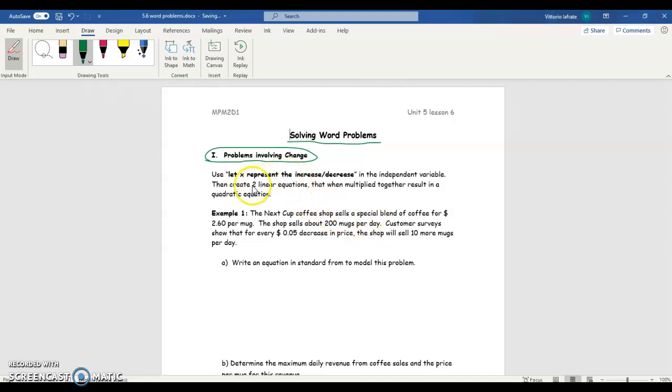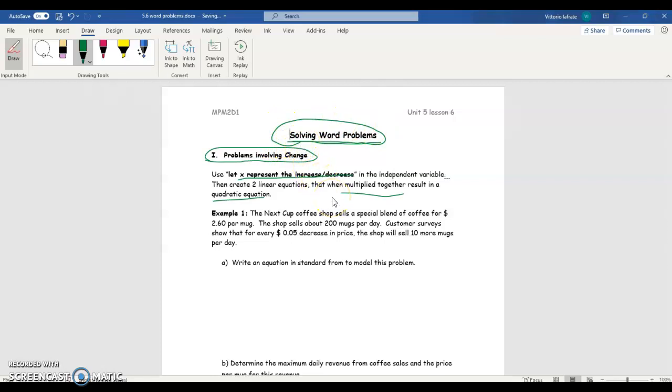Our strategy there was to let x represent the increases or decreases in the independent variable, and then create two linear equations where only x's are involved, and multiply them together, which gives you a quadratic relation. Then you could find your vertex and figure out what your maximum sales could be. That was just one type of real world problem involving quadratics.